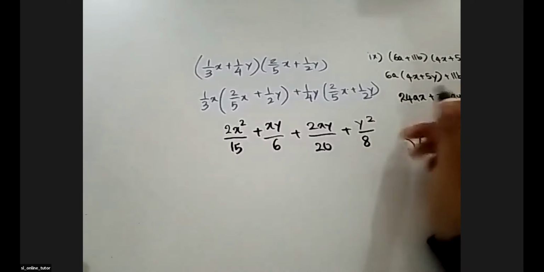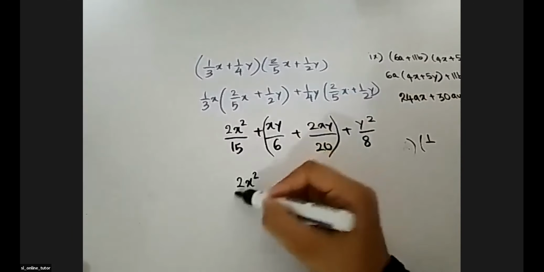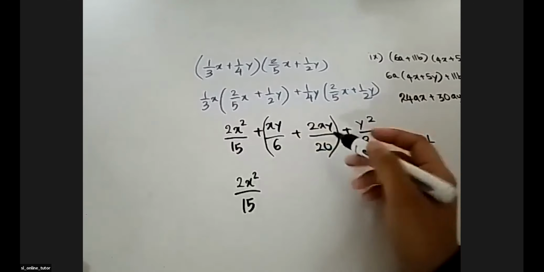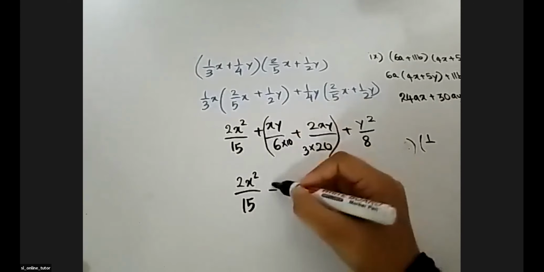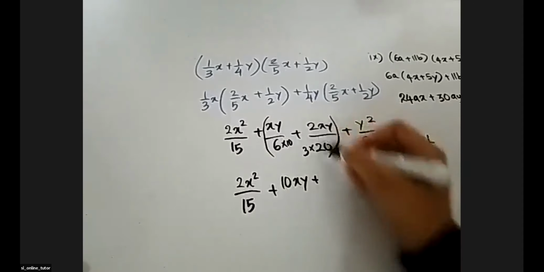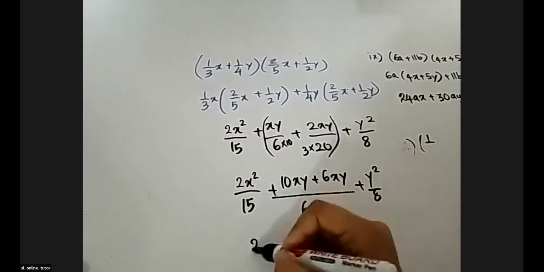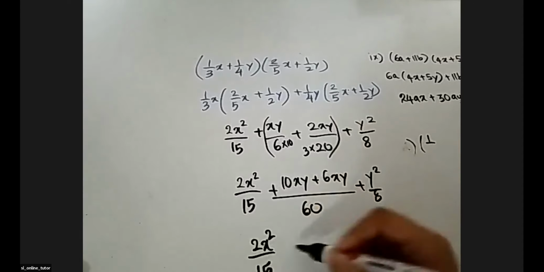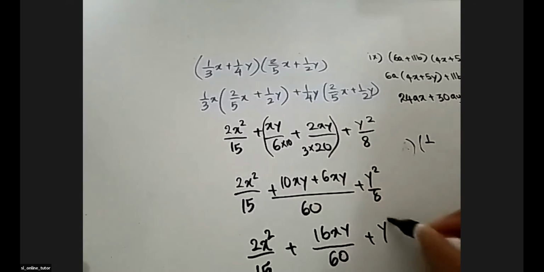Now we'll see whether we have any like terms. Yes, we have a like term here, but you can see it's addition. So you have to consider the denominator, because in addition and subtraction, you have to consider the denominator. What is the LCM you can see? 60. Very good, 60. 20 times 3 and 6 times 10. So here you get 10xy plus 6xy over 60 plus y squared upon 8. So here you get 2x squared upon 15 plus 16xy upon 60 and y squared upon 8.